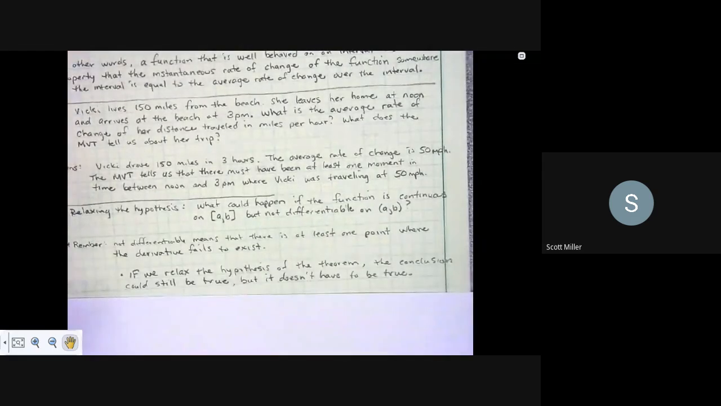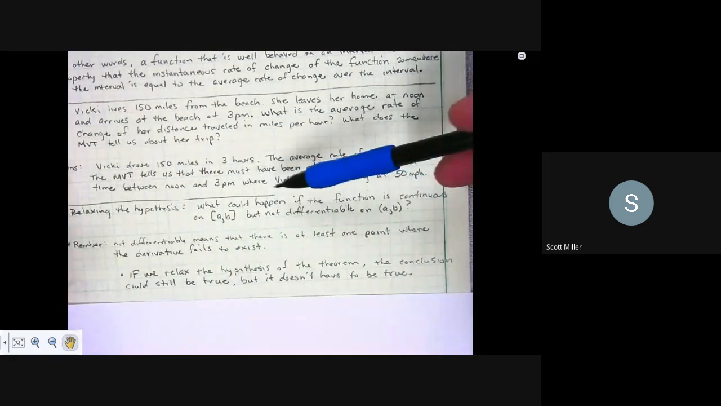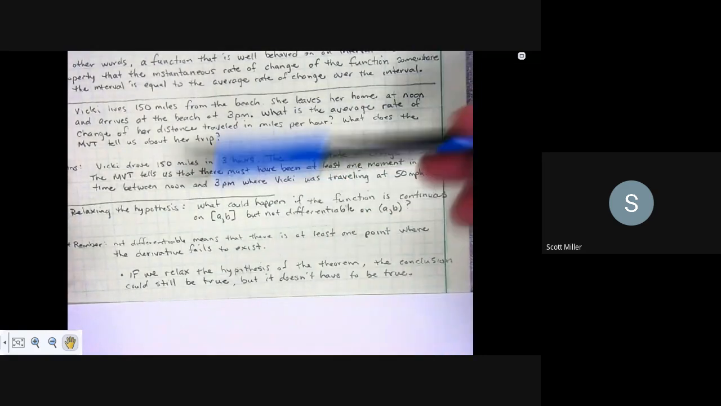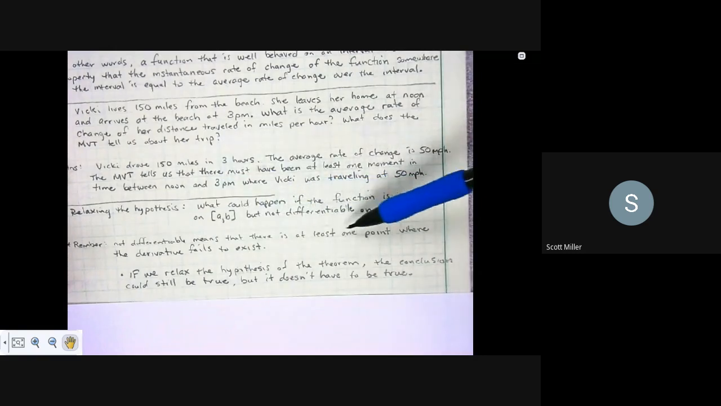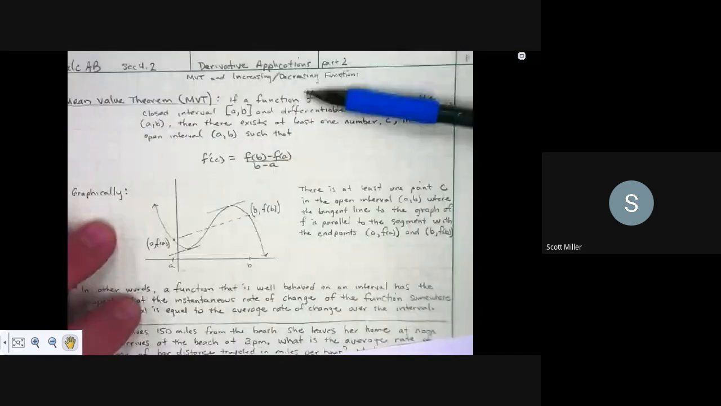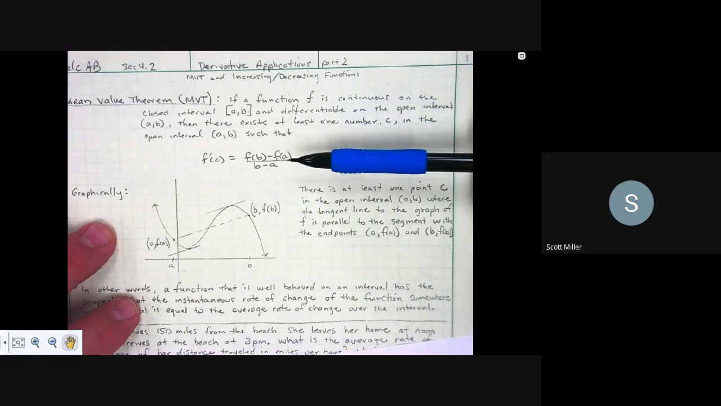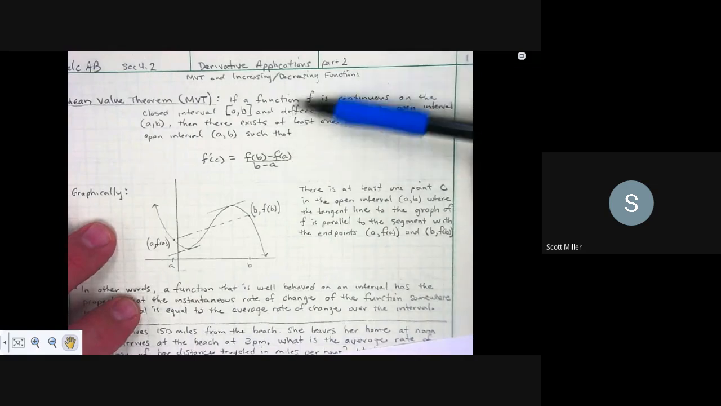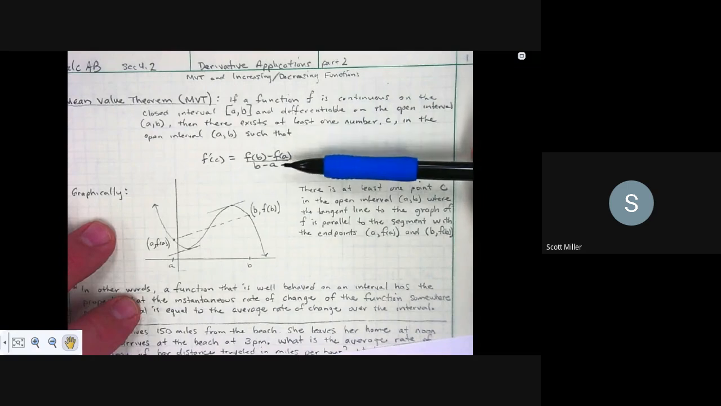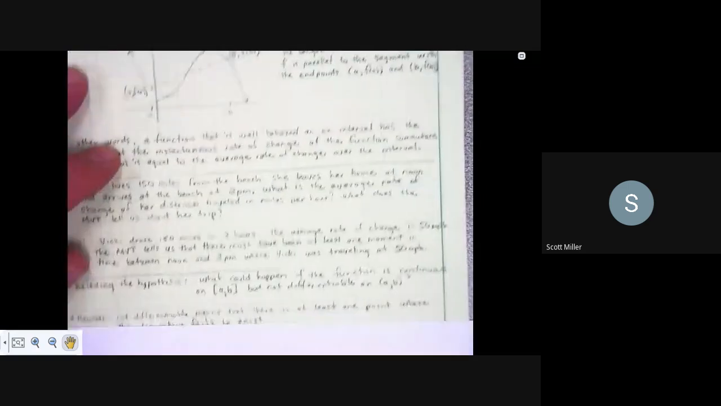So what happens if I don't have all of that in the front? What if it's continuous but not differentiable? Remember, not differentiable means that there is at least one point where the derivative fails to exist. If we relax the hypothesis of the theorem, the conclusion could still be true, but it doesn't have to be true. If both conditions are met, continuous on the closed, differentiable on the open, then there exists. This one is a guarantee. But if I relax this hypothesis, this is no longer a guarantee. It could happen, but it doesn't have to happen.